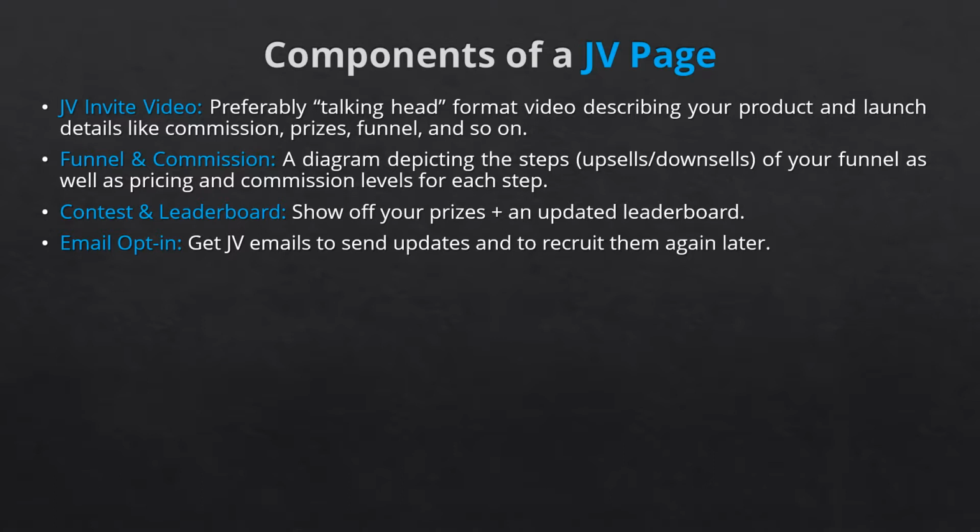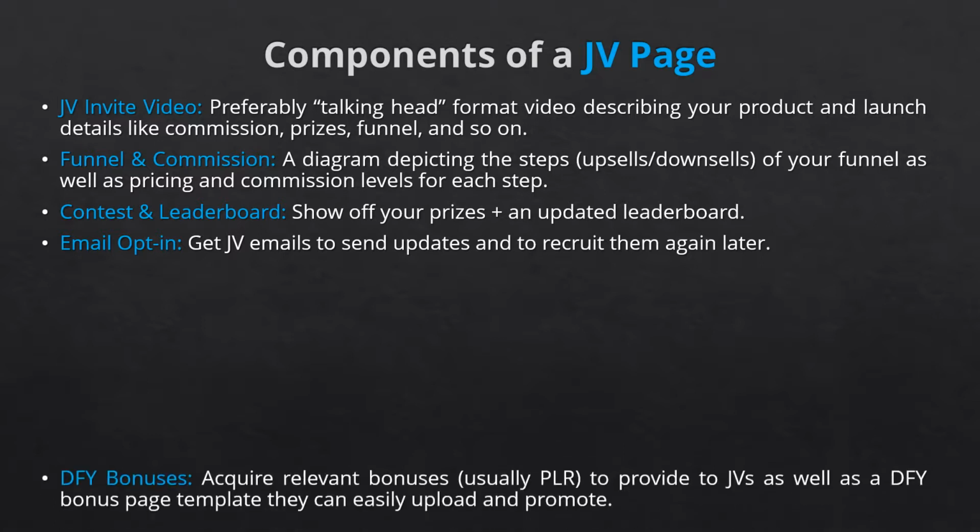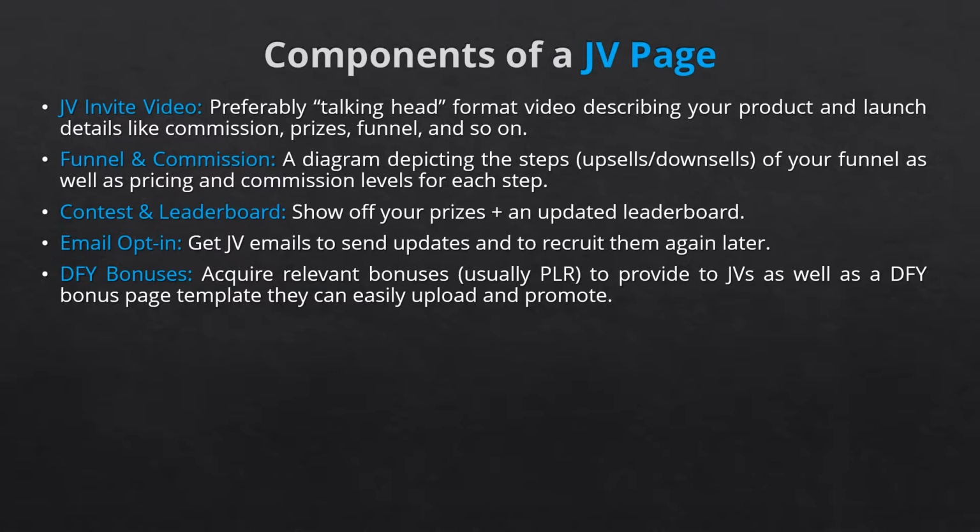In order to make life easier on your JVs and encourage them to promote and help them get higher conversions, you should provide done-for-you bonuses. These can simply be repurposed PLR or MRR content. Obviously, check the licenses and make sure you can use these as bonuses. And you'll simply place these into a zip file and provide a download link on the JV page.